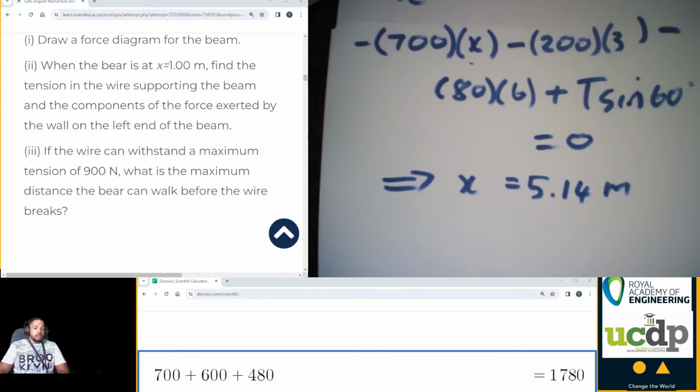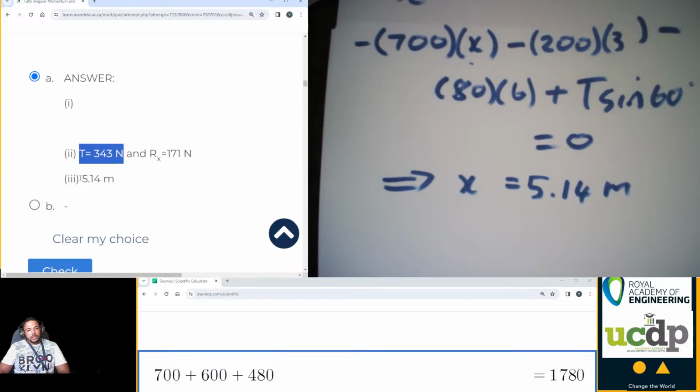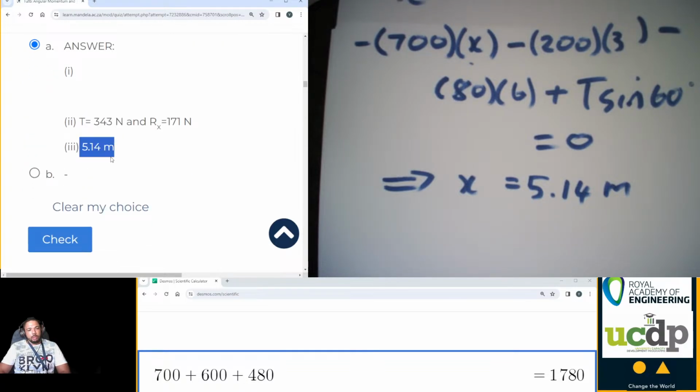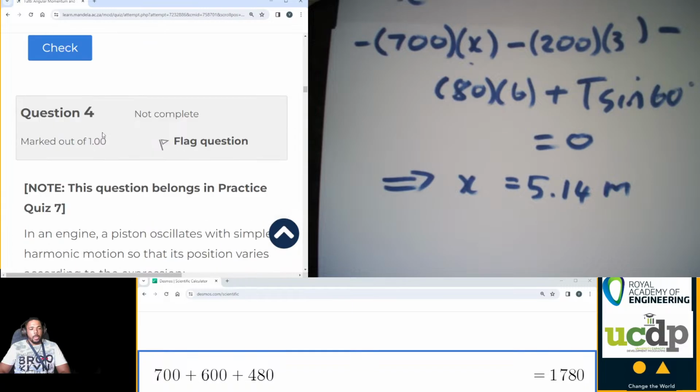Now, if you have any questions regarding that problem, by the way, that is a problem that was taken out. That was in an exam paper once. There we have it, 5.14 meters.